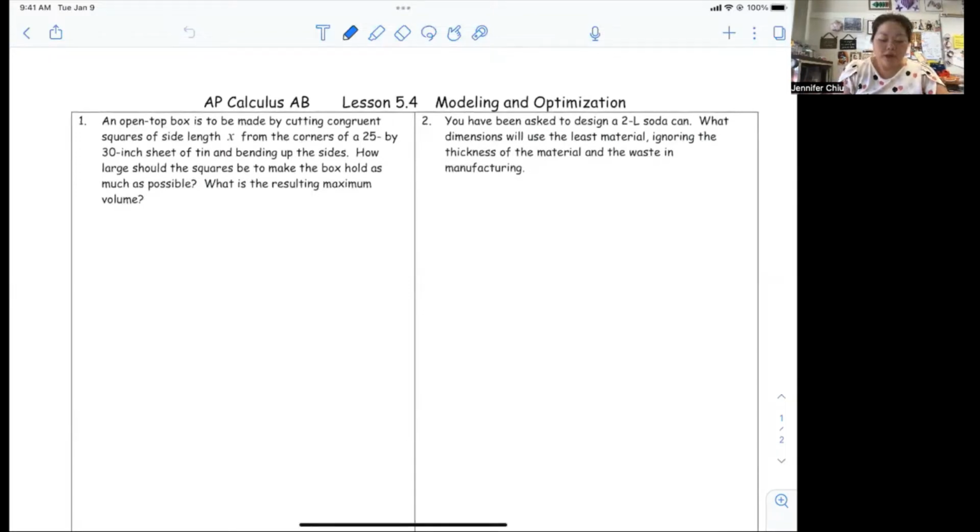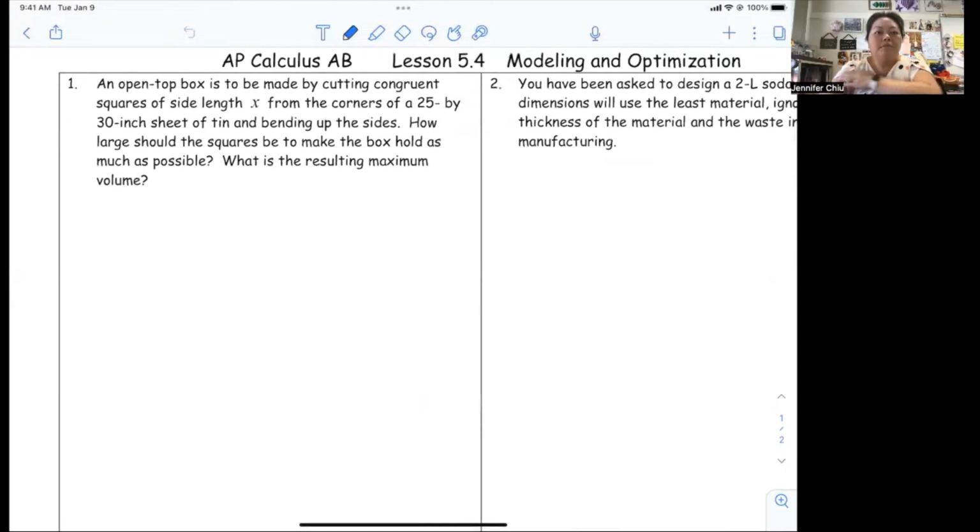Okay, so the first problem here says an open top box is to be made by cutting congruent squares of side length x from the corners of a 25 by 30 inch sheet of tin and bending up the sides. How large should the squares be to make the box hold as much as possible? What is the resulting maximum volume? So first of all, draw a diagram of the situation, right?